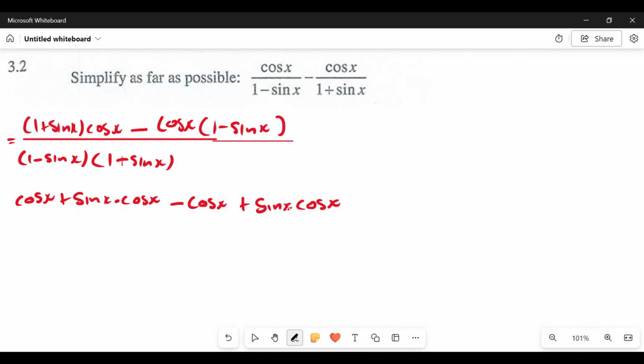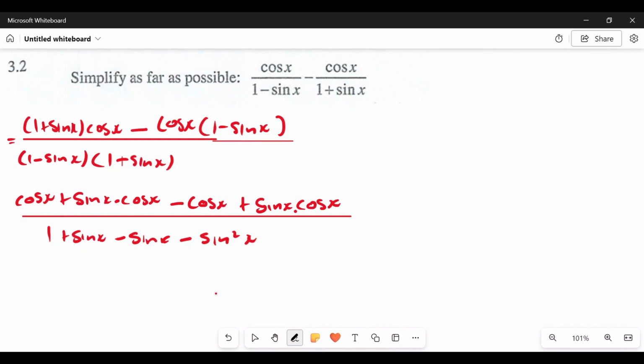There we go. Let's not forget they are multiplying, divide by. Right. Now, on the denominator, we need to remove the bracket. So we do the following. 1 multiplied by 1 is going to give us 1. 1 multiplied by positive sine x is going to give us positive sine x. And then negative sine x multiplied by 1 is going to give us negative sine x. And then negative sine x multiplied by positive sine x is going to give us negative sine x squared. There we go.